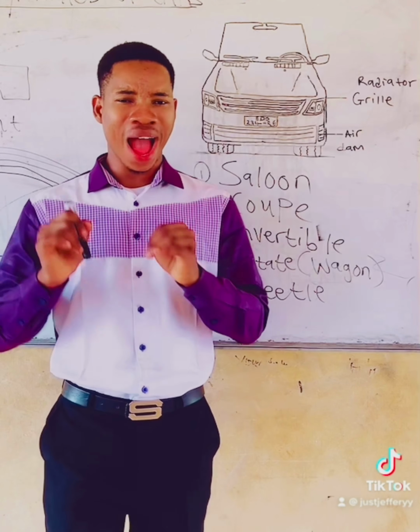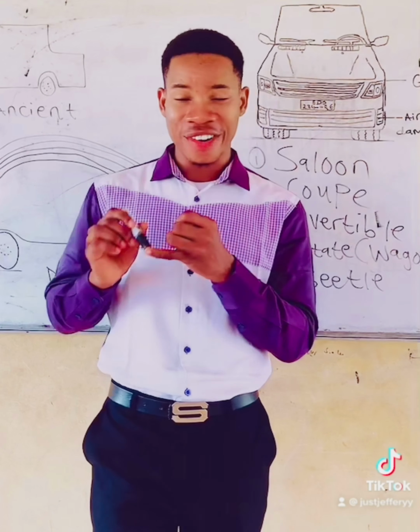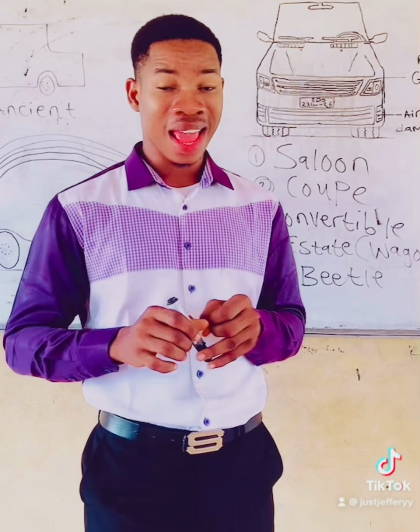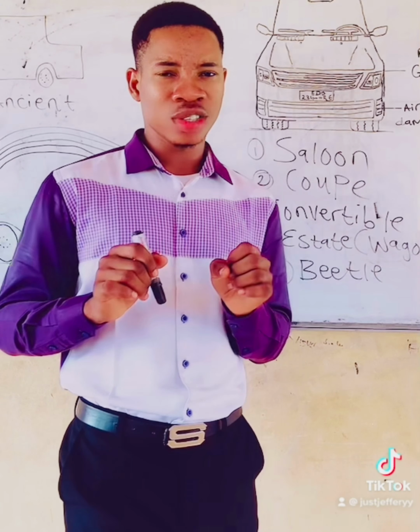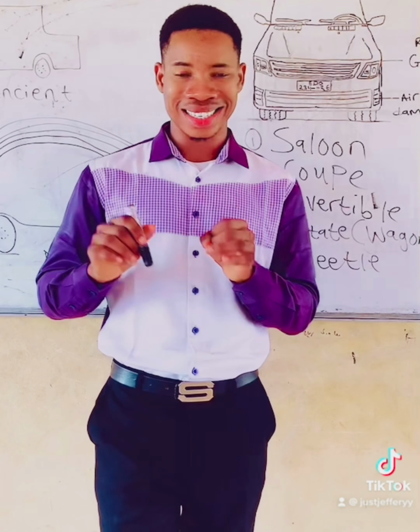After them, we have the Estate, which is a car with a long body, a door at the rear and space behind the back seat. Examples of these cars include the Toyota Corolla Touring Sport and the Mercedes-Benz E-Class Estate.